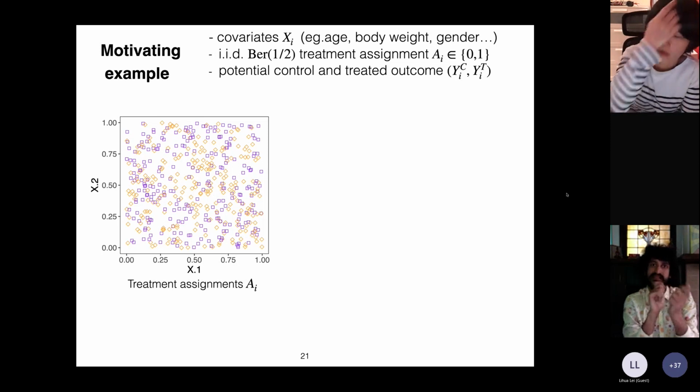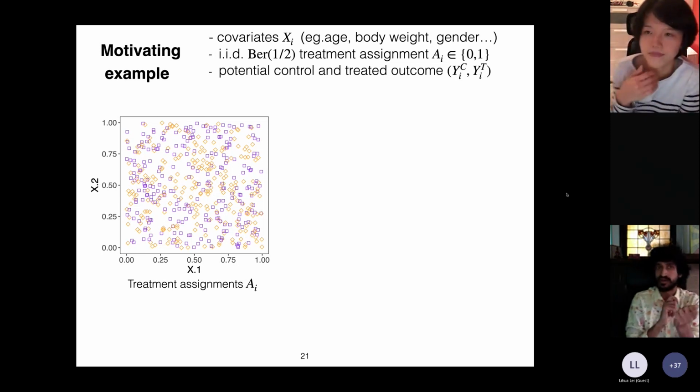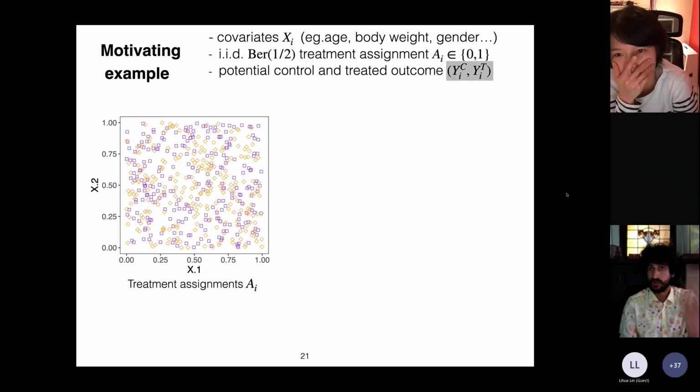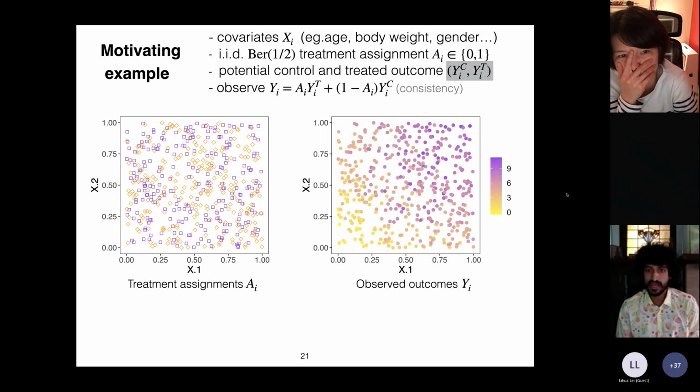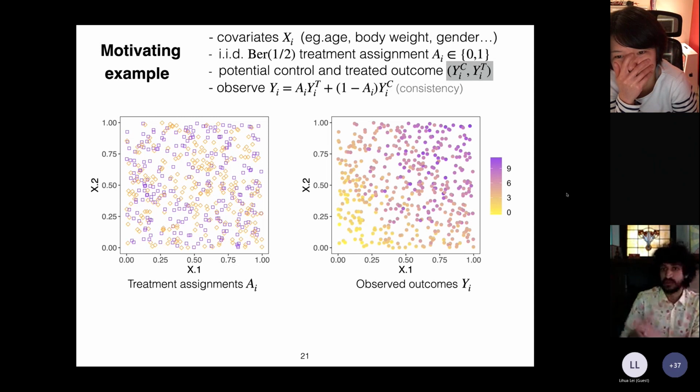And each person has some potential treated outcome and a control outcome. And obviously, we don't observe both of them. We only observe one of them. If the person was treated, we observe their treated outcome. If the person was controlled, we observe their control outcome. So these are the actual observed outcomes that you see in practice. Now at the bottom left is small values, 0, at the top right is large values, 9. This is what you actually observe. On the right, the data scientist actually sees this, okay? And we mask the treatment assignments, the things on the left.